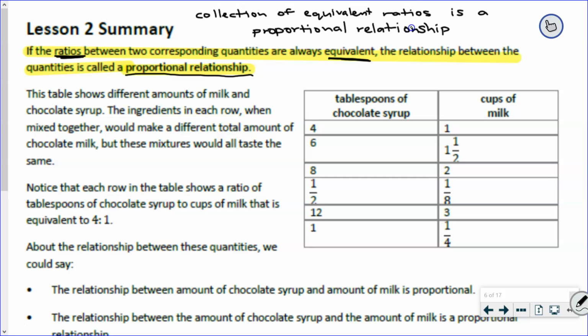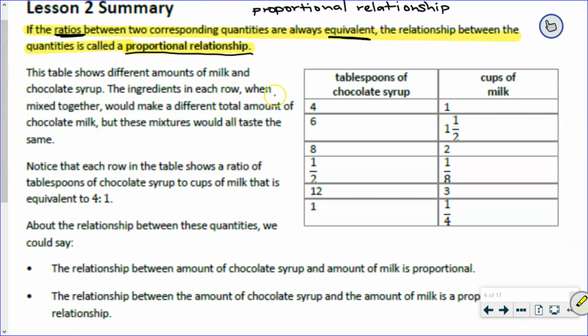We can see it in a graph, and we can see it in a table, and we can see it in equations, and we can see it so many different ways, and that's why we go even further, and we stop talking about just the ratios, and we look at all of the other characteristics. So it says this table shows different amounts of milk and chocolate syrup. The ingredients in each row, when mixed together, would make different total amounts of chocolate milk, but each of these mixtures is all going to taste the same.